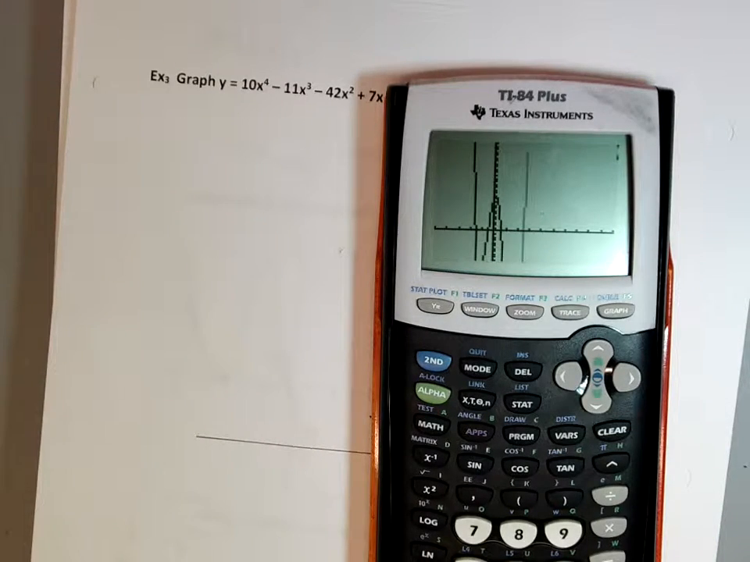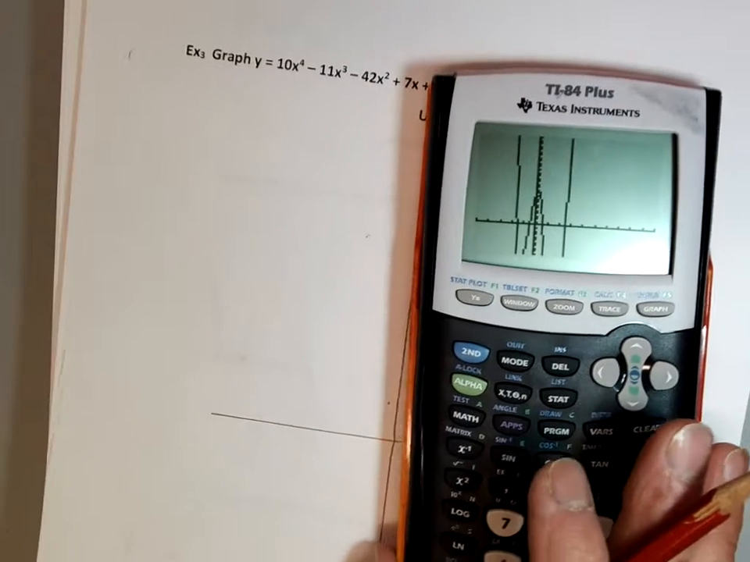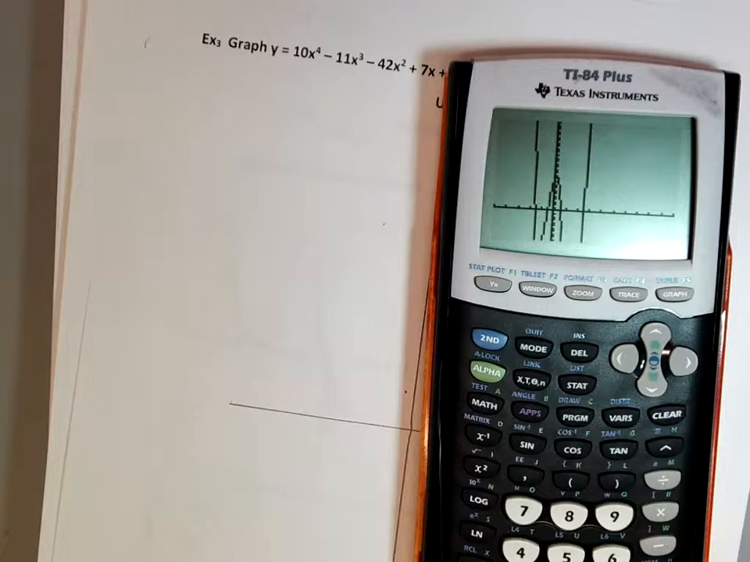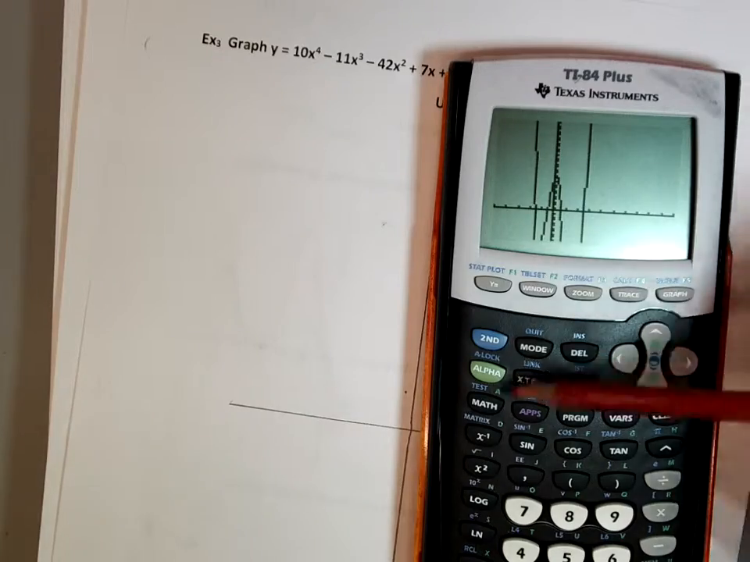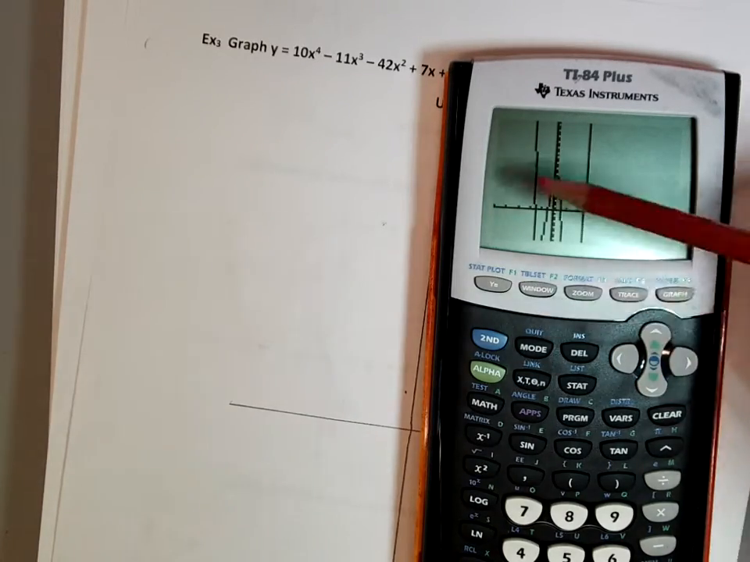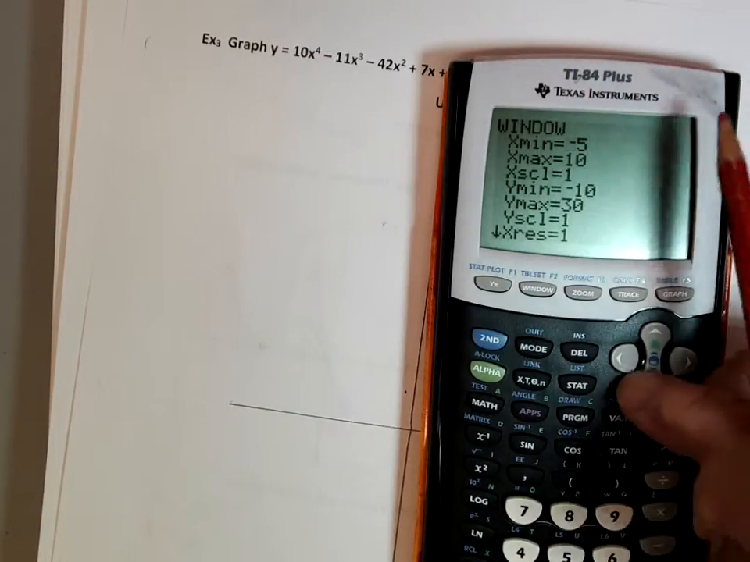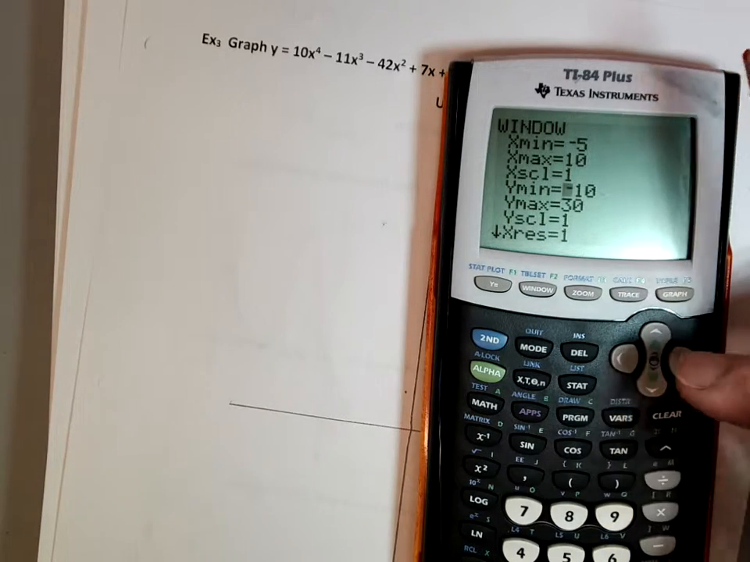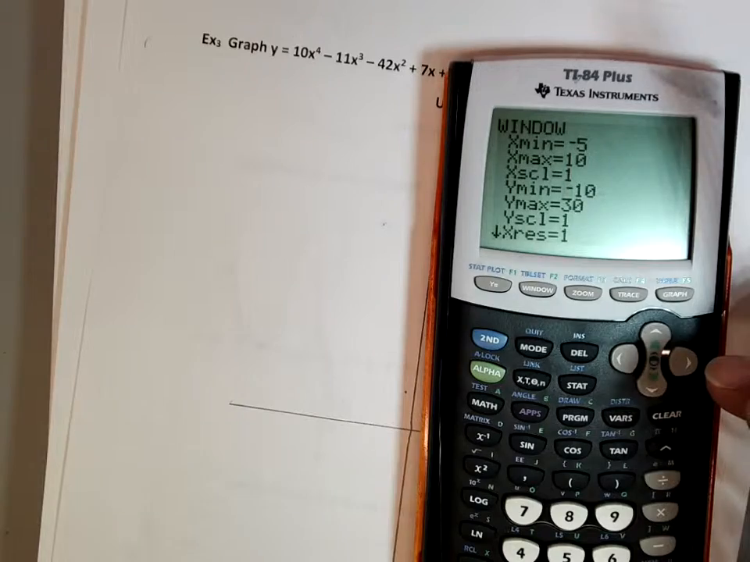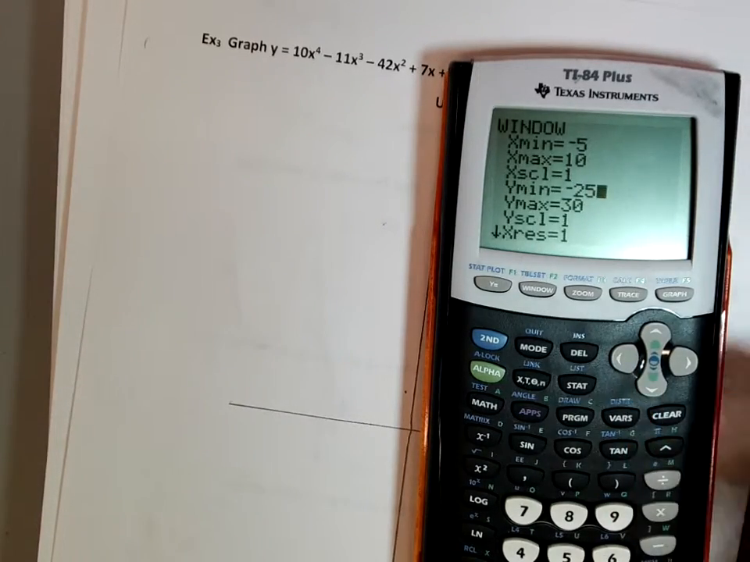Probably want to adjust my window. So, first of all, it looks like it's probably going to be a big W, but I can't see the bottom part of the W. So if I want to see the bottom part, let's go down further, which would be the Y min. So window, let's go to my Y minimum. Let's change my Y minimum to, what do you want to do? Negative 25? Okay, negative 25 it is.